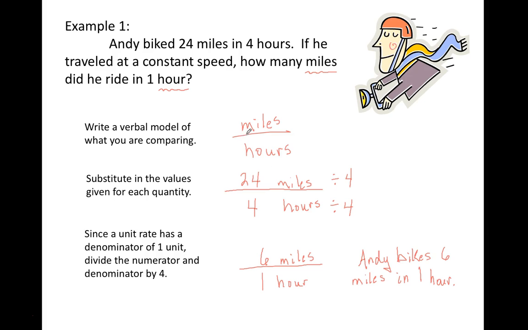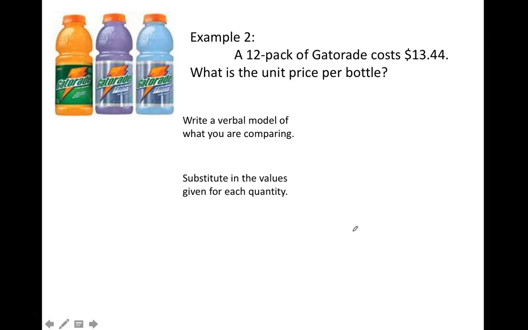We set up our verbal representation of what we're comparing, miles to hours, and then we used the information they gave us, which actually gave us a rate, 24 miles to 4 hours, and we took that rate and made it into a unit rate. Hopefully you're starting to get the hang of this. Okay, example 2.